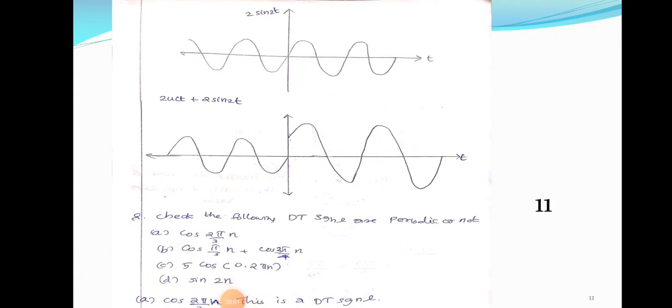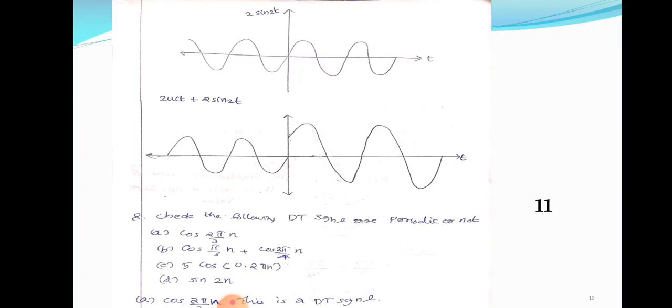Hello. So third class of module 1, signals and systems. In the first class we studied different types of signals and systems, the introduction. In the second class we concentrated on periodic and non-periodic signals. This third class is the continuation of the second class.